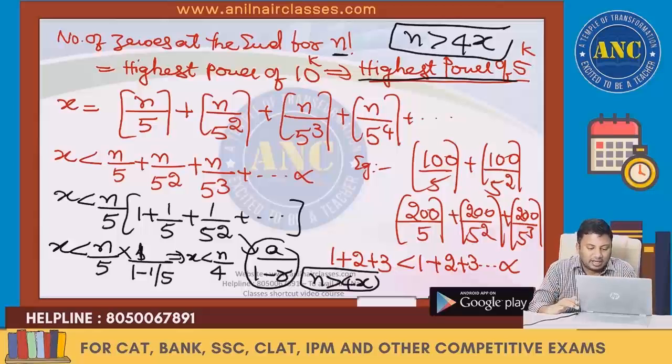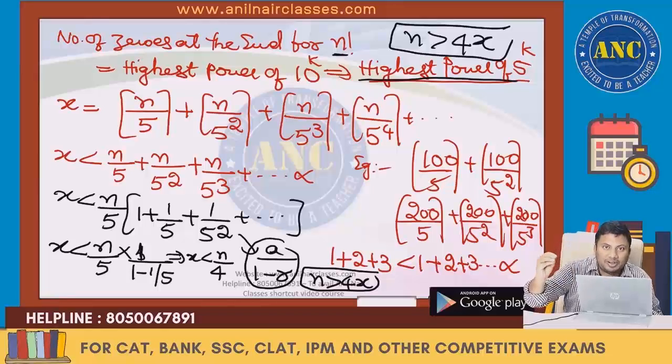If it is 100: 100 by 5 is 20, 100 by 25 is 4, and the remaining, 100 by 5 cube, 100 by 5 power 4, everything will be 0. So this is a finite series. The value of this series will stop at a point depending upon the value of n. Suppose n is 200, it will stop at 200 by 125. If n is 1000, it will stop at n by 5 power 4.